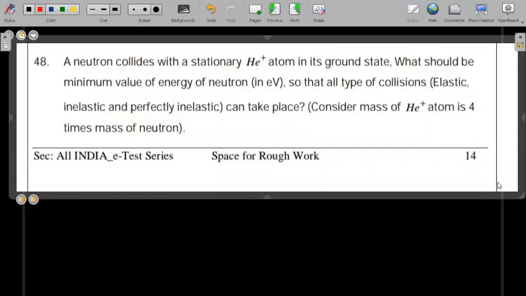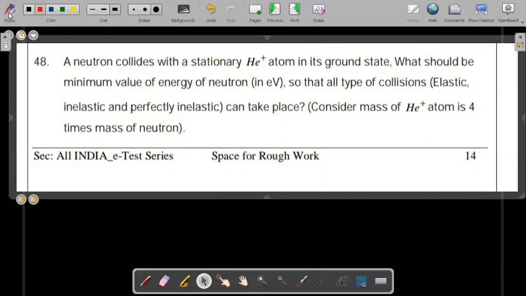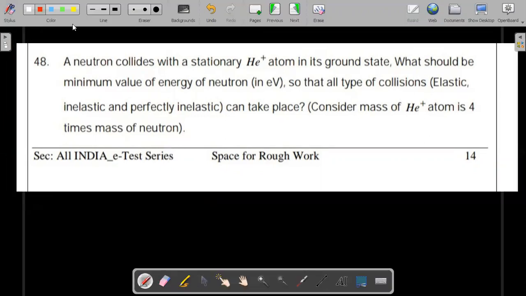A neutron collides with a stationary helium plus atom in a ground state. That's very important. Ground state is important there. What should be the minimum value of energy of the neutron in electron volt so that all types of collisions, elastic, inelastic and perfectly inelastic, take place? So this is a slight twist in the question that we generally consider in the past. Consider the mass of helium plus atom is 4 times the mass of neutron. Okay, so this is the question.